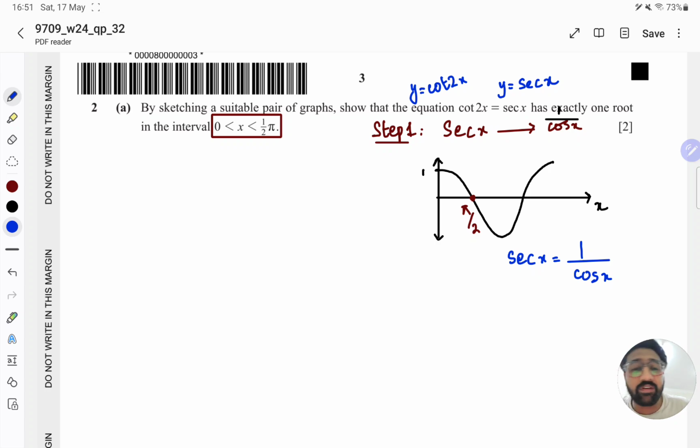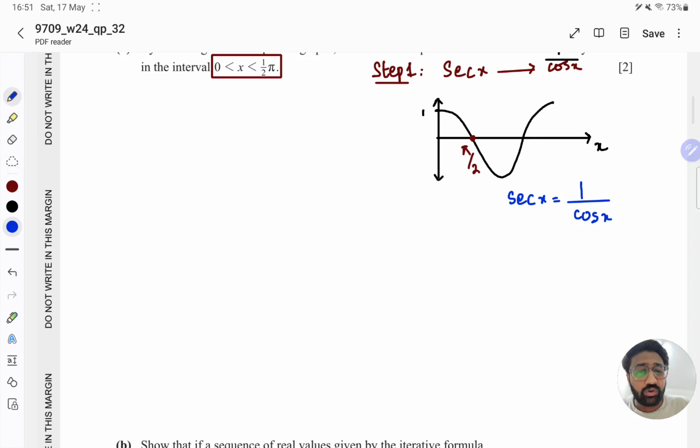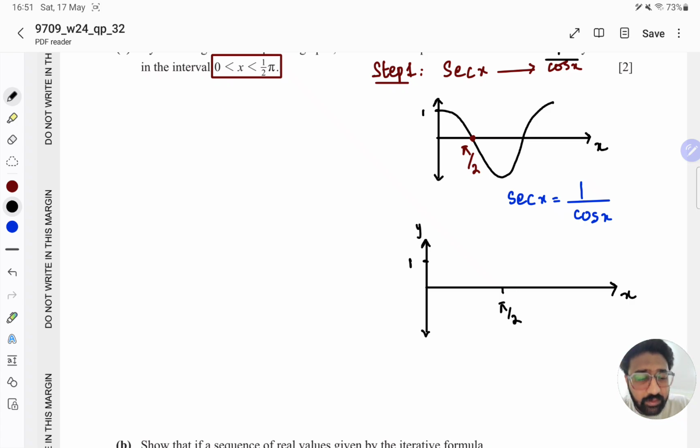Now I will make the graph of secant x from this graph. For this, let me make the x-axis and y-axis. This is the x, this is the y. This is where I have 1, and this is the place where I have pi by 2. Now we can see that this is a reciprocal graph for cos x.